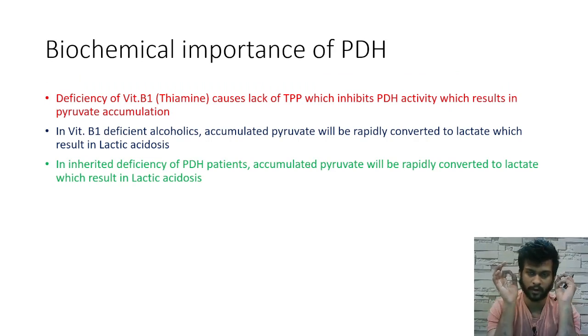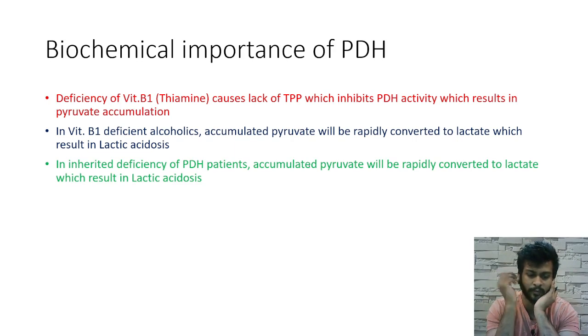Deficiency of vitamin B1 or thiamine causes lack of TPP, which inhibits PDH activity, which results in pyruvate accumulation. If there is a deficiency of vitamin B1, then there will be deficiency of TPP, that is thiamine pyrophosphate, due to which E1 enzyme activity will get inhibited, because no one can bind with the pyruvate group after its decarboxylation. After decarboxylation of pyruvate, hydroxyethyl TPP is formed. If TPP is not there, hydroxyethyl TPP will not get formed.